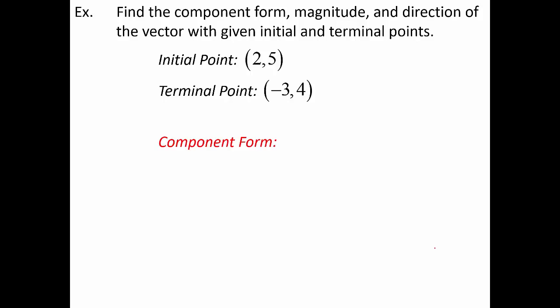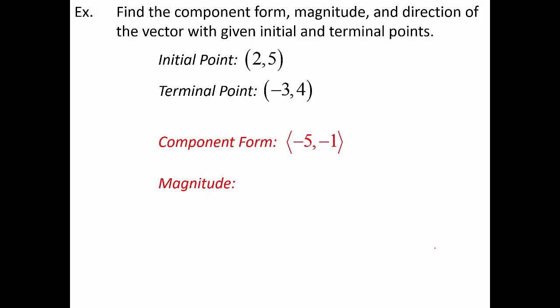All right, so for the component form, we'll use the head minus tail method. So head is the terminal point, tail is the initial point. Head minus tail, -3 minus 2 for the A component, and 4 minus 5 for the B component, gives me -5, -1. So my component form is -5, -1. Once I have my component form, I can now find both the magnitude and direction. You have to know the component form to find the magnitude and the direction.